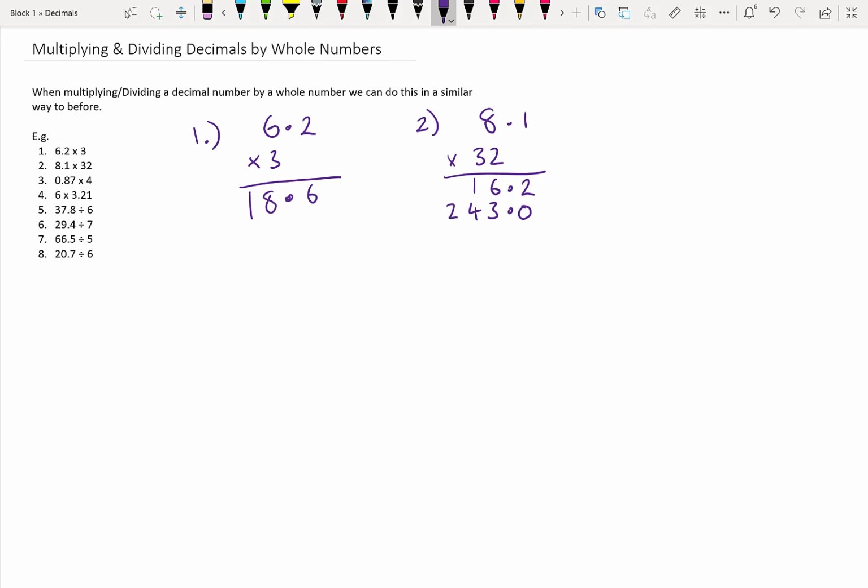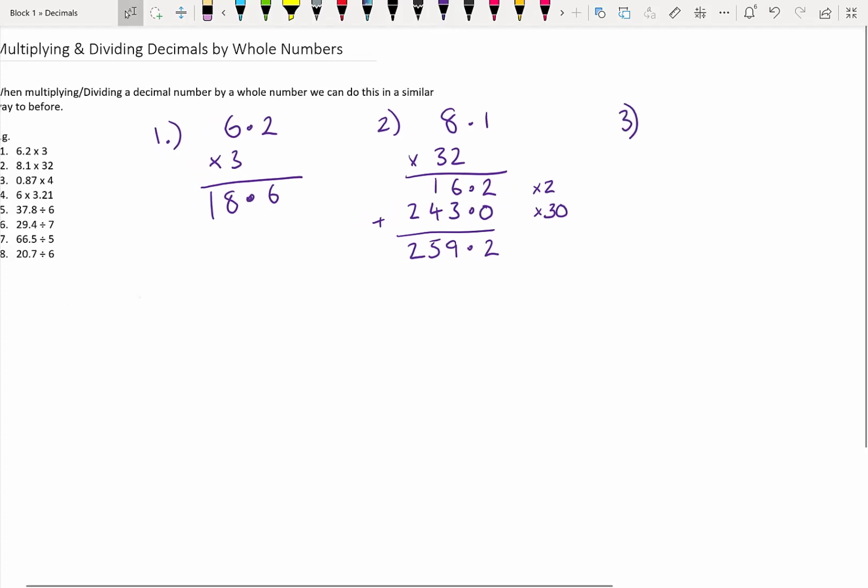Once I've done that, here I have essentially worked out 2 lots of it, and there I've worked out 30 lots of it. But I actually wanted 32 lots, so I need to add these two things together. So add up my columns, 2 plus 0 is 2, 6 plus 3 is 9, 1 plus 4 is 5, and 2 gives me an answer of 259.2.